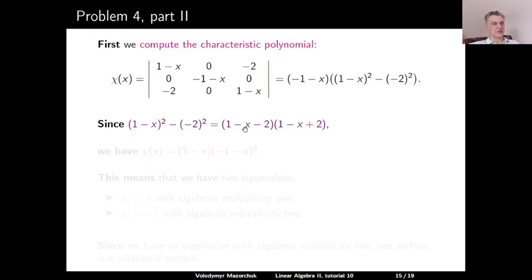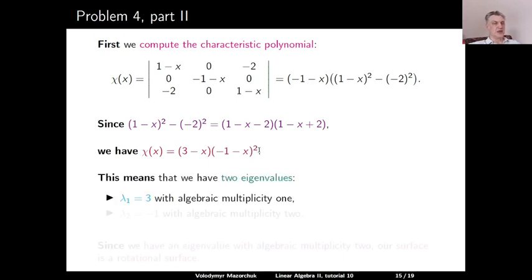So we'll have minus 1 minus x times 3 minus x. And now when we put all this together, the characteristic polynomial becomes 3 minus x times minus 1 minus x squared. This means that we have two eigenvalues, lambda 1, which is equal to 3, with algebraic multiplicity 1, this is this factor, and lambda 2, which is equal to minus 1, with algebraic multiplicity 2, this is this factor.